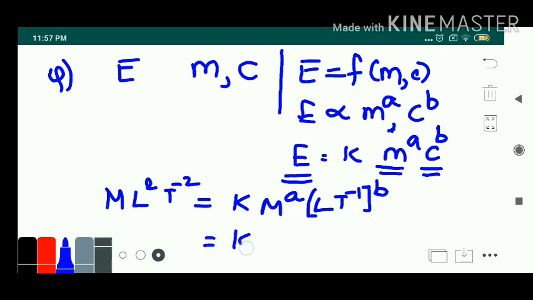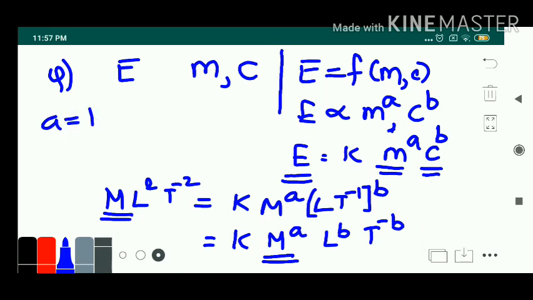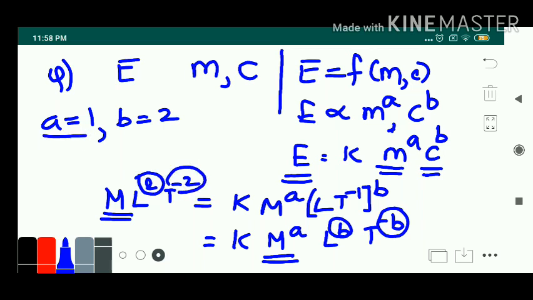I am writing this one, removing the bracket. So it will be L raised to B, then T raised to minus B. Now compare the terms. I am comparing the mass terms, so I find A's value is 1. Similarly, B's value is 2. See, this is equal to this, so this also gives B's value as 2. So I found the values of A and B.